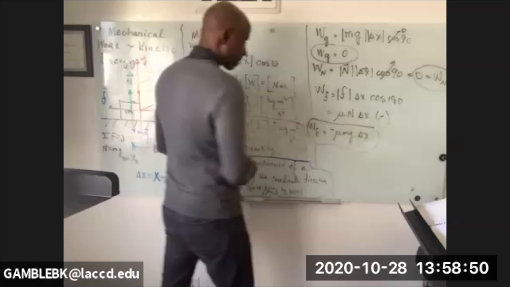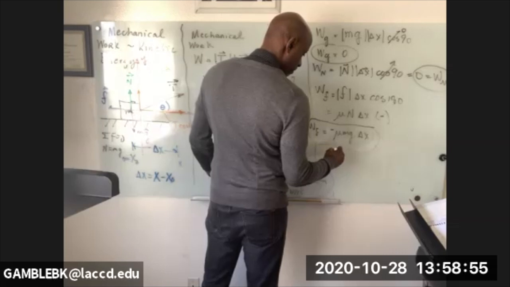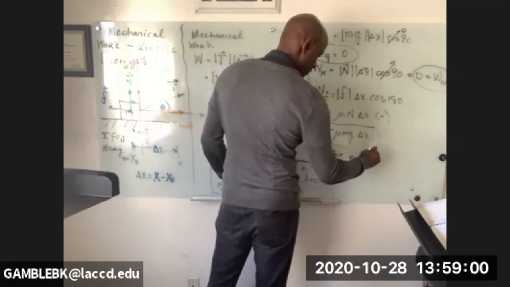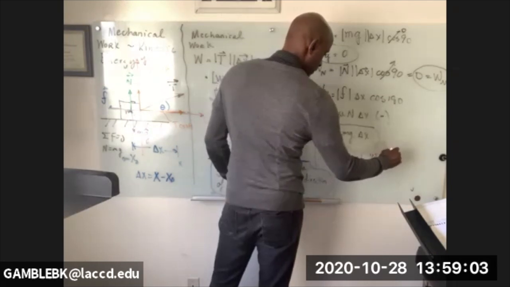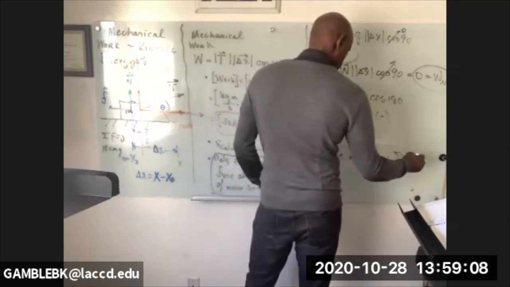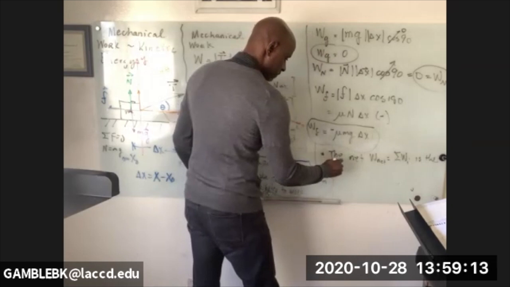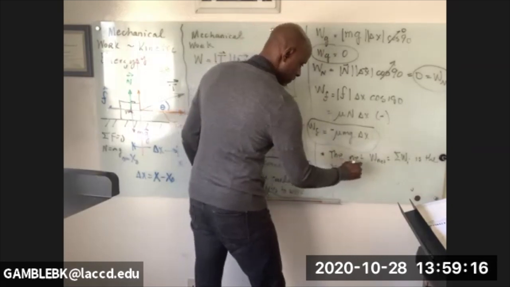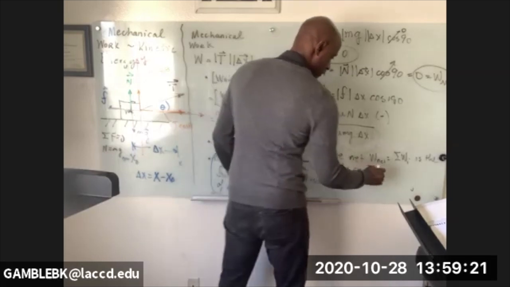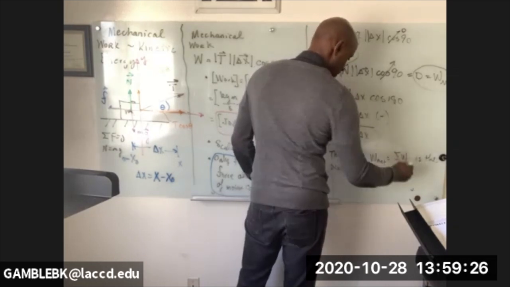Now, net work on the system is the work done by all forces on the system. We can write that. The net work, W net, equals the sum of all the work W sub i's, which is the scalar sum of work done by all external forces on the object.